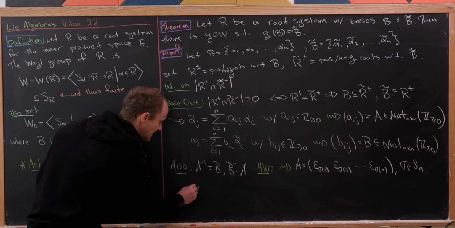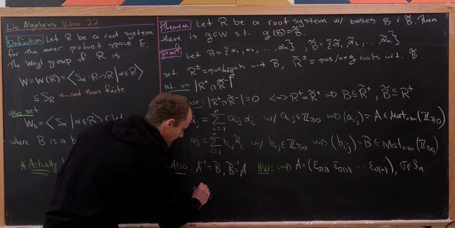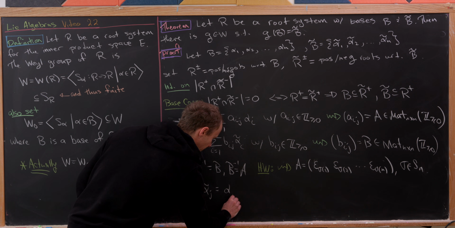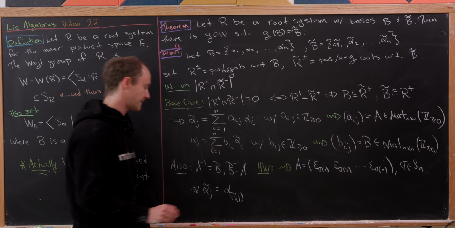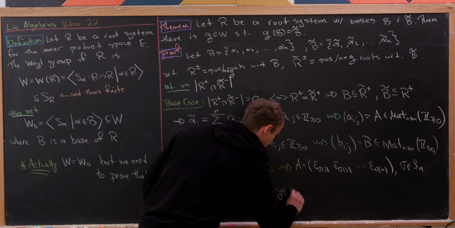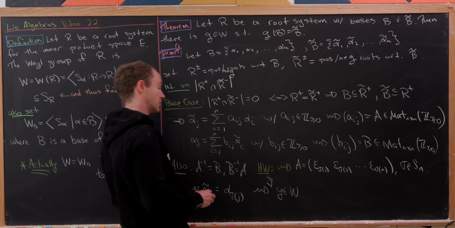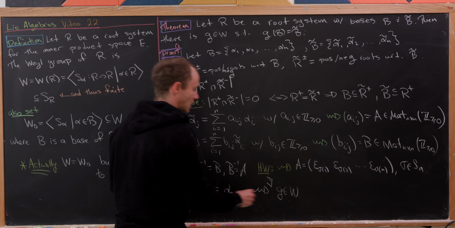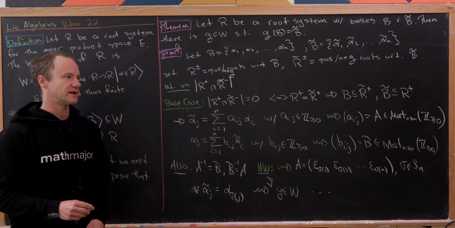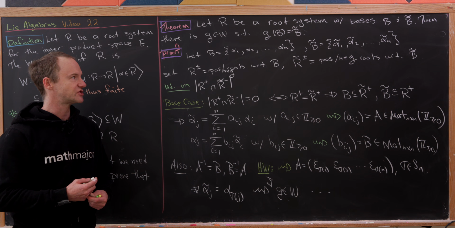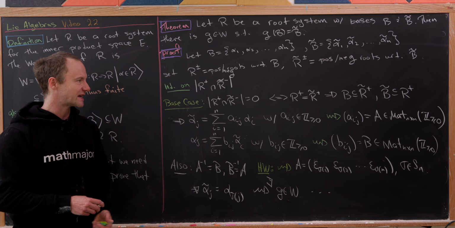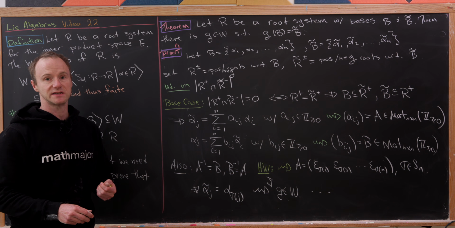But then immediately that tells us that our alpha j tilde is in fact equal to alpha sigma j. But that pretty quickly gives rise to an element of the Weyl group that makes all of this happen, just keeping in mind that the Weyl group is a set of permutations on the roots. Okay, so we've got the base case taken care of. Now let's move on to the induction step.